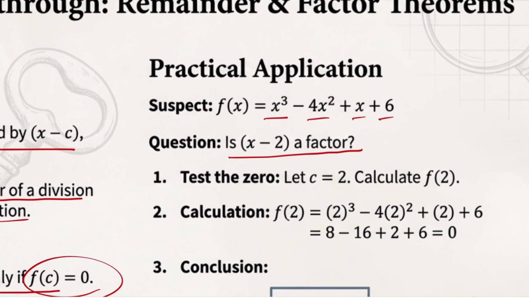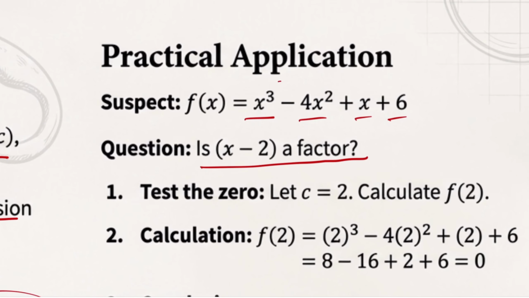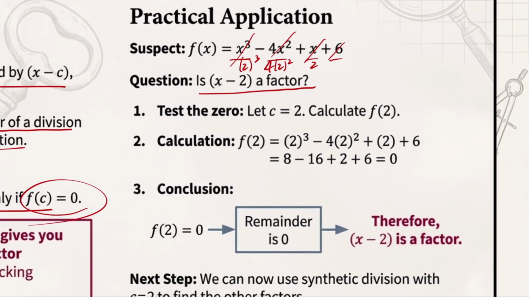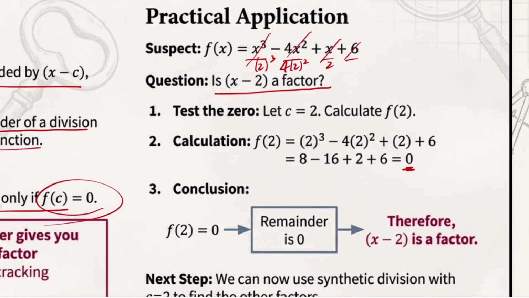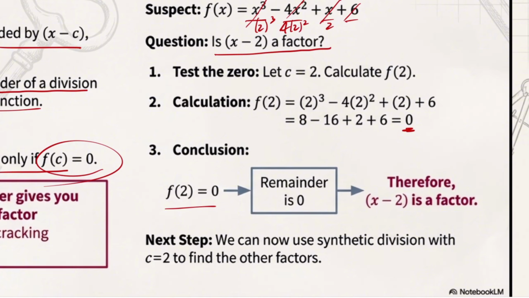So let's see what is happening. At this point, I replace x with 2 to the power 3, negative 4 times 2 to the power 2, plus 2, plus 6, and after that, I have to find the result. If I do this calculation, I get 0. So I know for a fact that f of 2 is 0, and the remainder is 0. Therefore, x minus 2 is a factor.